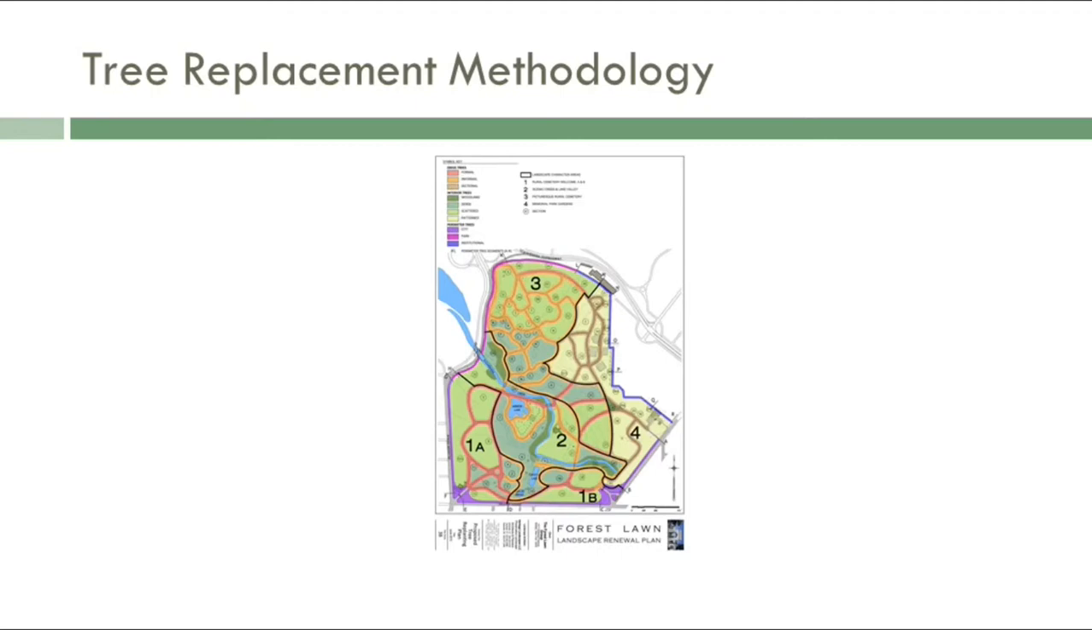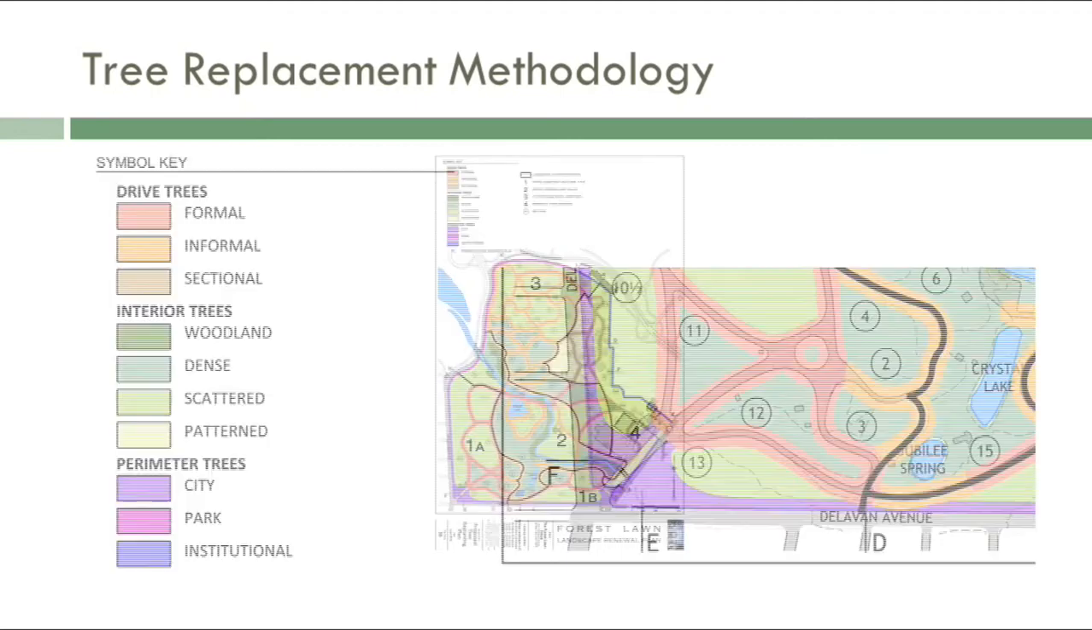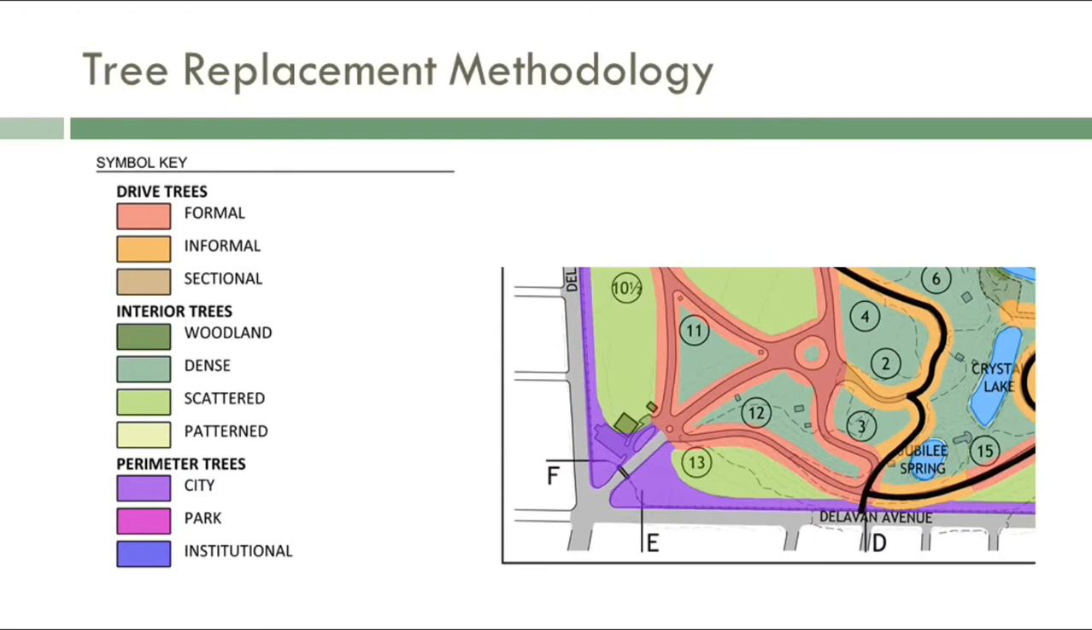So this is a plan. This is a plan in the landscape renewal plan. And to zoom in on it, that list of typologies, as we call it, where trees are planted, is demonstrated. And this is just a zoomed in corner. And so when I go to these sections to think about what trees need to go here, this is one of the first places I start.